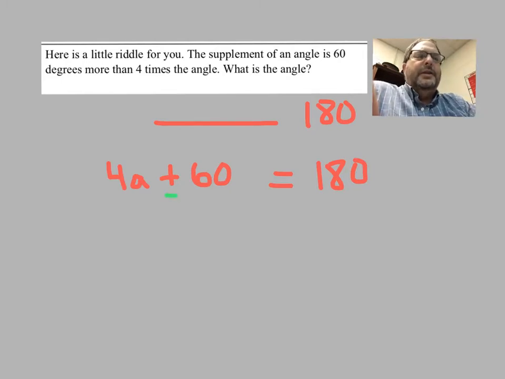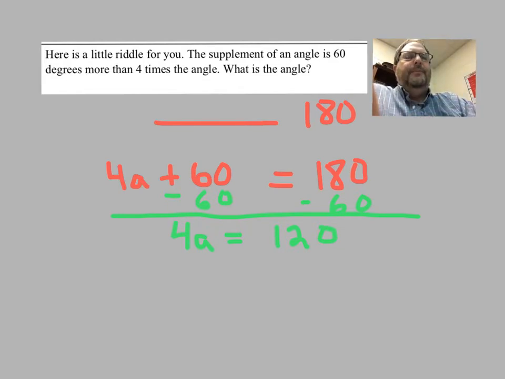First thing I want to do is subtract 60. Minus 60 over here. This is inverse operations. It said plus 60, so I subtract it. So now I got 4A equals 120. And now I'm just a step away.